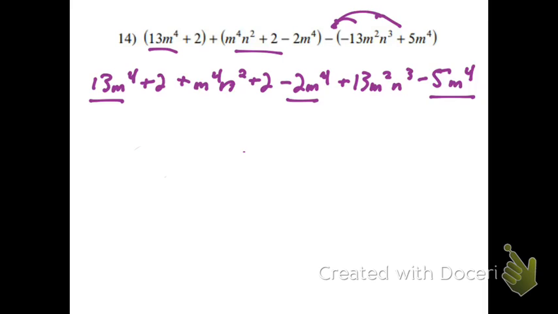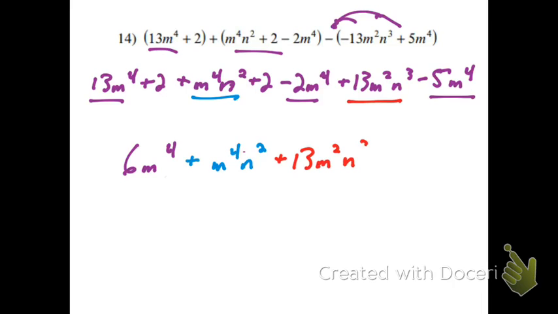So 13 minus 2 is 11. 11 minus 5 is going to be 6. So 6m to the fourth. So we get there. Then I'm going to see if I have another term to match up or to pair up with my m to the fourth n to the second. I don't. So I'm just going to write plus m to the fourth n to the second there. Then I'm going to see if I have a term to match up with this 13m squared n to the third. I don't. So plus 13m squared n to the third.